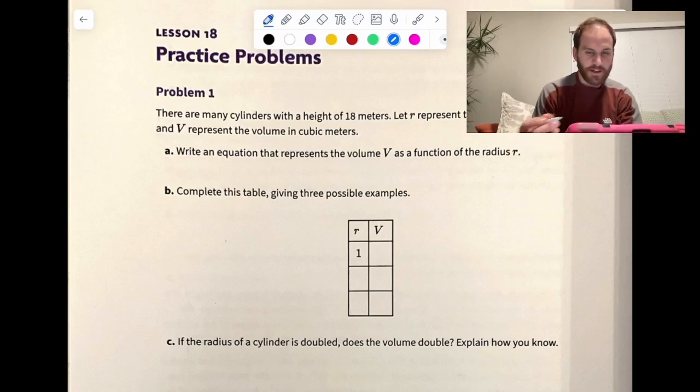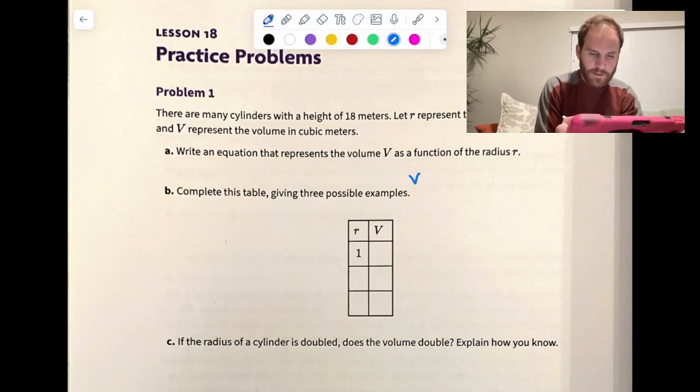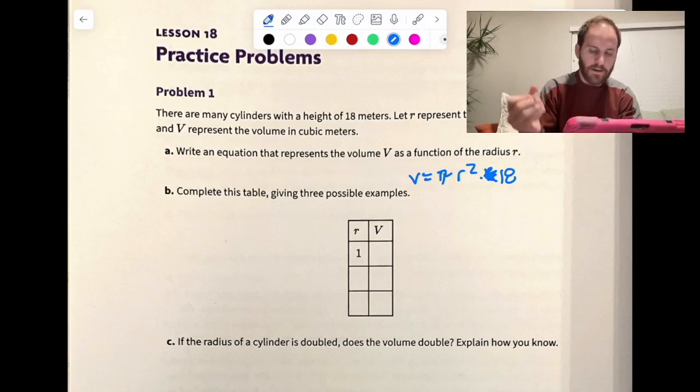Okay, so pretty much here we can see in problem 1, there are cylinders with a height of 18 meters. Let R represent the radius. So complete this table giving 3 possible examples. So we know if the radius is 1, it's a cylinder, so V equals pi times the radius squared times height. Height is 18. Oh, we're going to be multiplying by 18. This is going to be annoying, but anyway, if our radius is 1, our volume is going to be 18 pi.